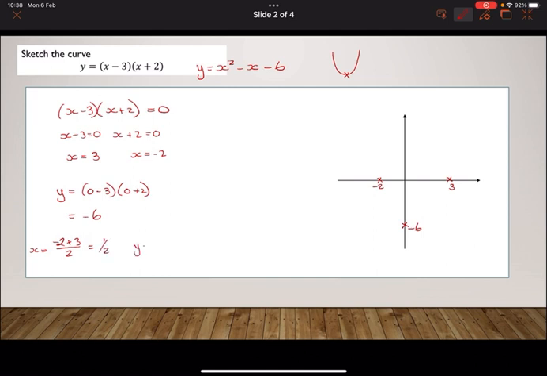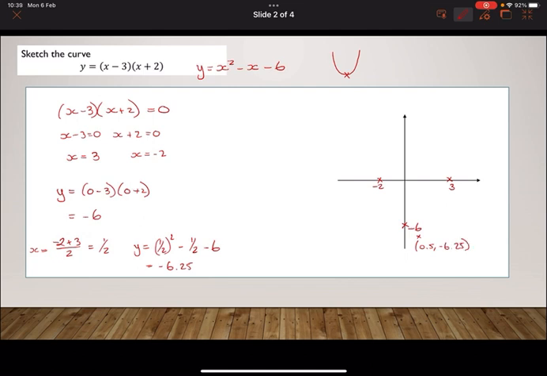To get my y value, so to find out where the y coordinate is on my graph, I'm going to substitute this back into my equation. So I'm going to find a half squared minus a half minus 6, and that's equal to minus 6.25, or minus 25 over 4 if you want to leave it as a fraction. So again, I'm just going to show on my diagram roughly where this would lie. So I've got that key point.